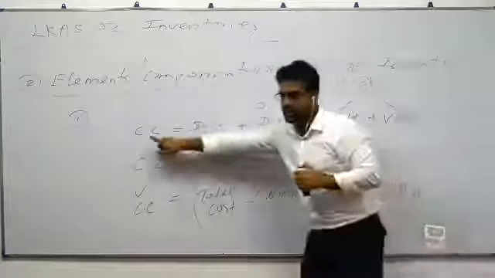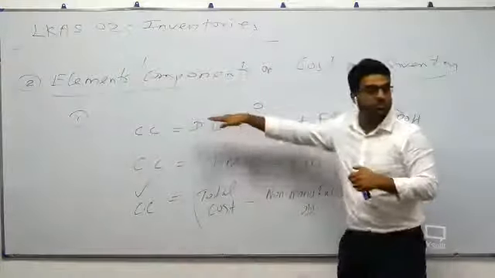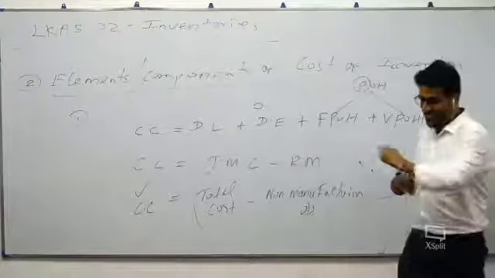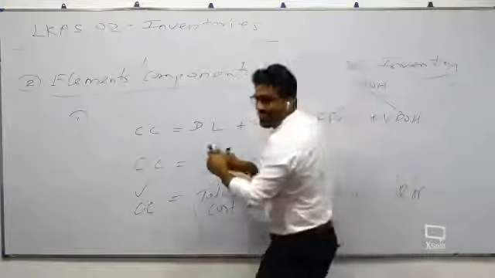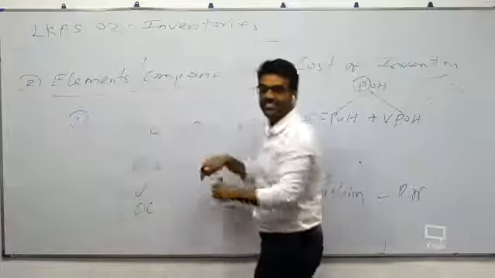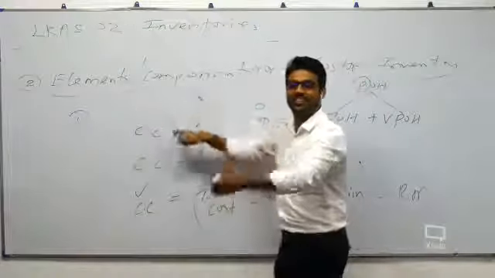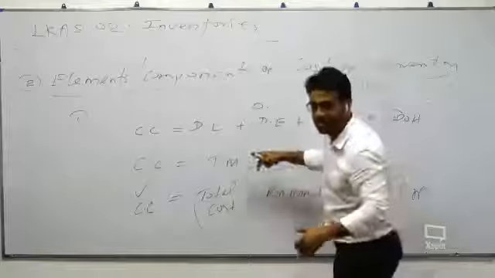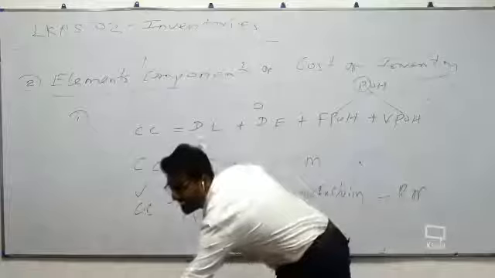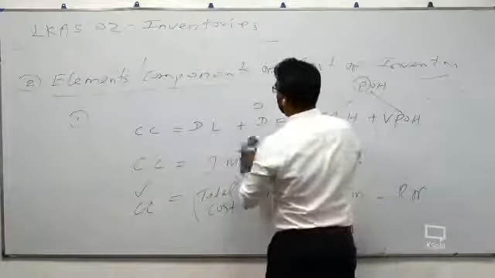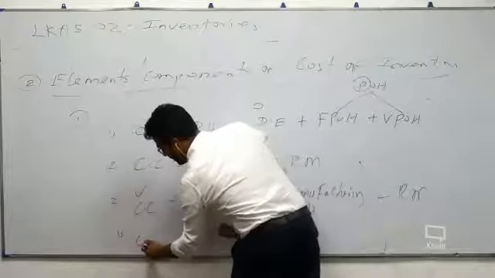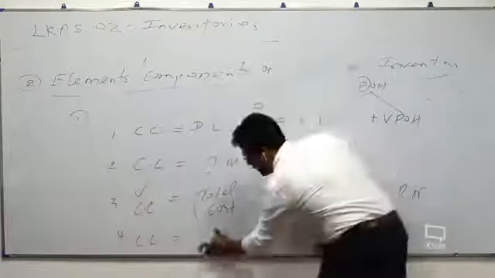So conversion cost is equal to, this is the manufacturing account formula, but only raw material is missing. If I add the raw material, the formula is manufacturing cost. Manufacturing cost is equal to direct material, direct labor, direct expense. You call it prime cost, right? Write down another formula. This is 1, 2, 3, 4. Conversion cost is equal to prime cost.